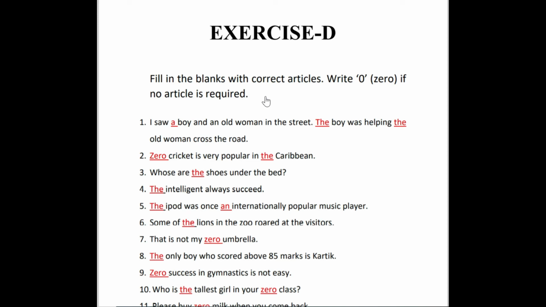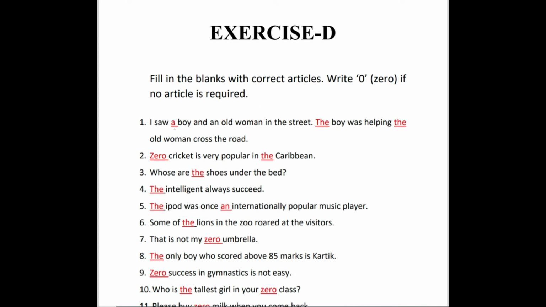I have made a separate video on zero article, so your doubts related to zero article should be cleared. So please do watch about zero article where you don't need to write any article. Zero means no article. We have done the definite article, that is the. We have also done indefinite articles a and an. And this is zero, where we don't need to put a, an, and the. Any one of them is not supposed to be used in the blank.